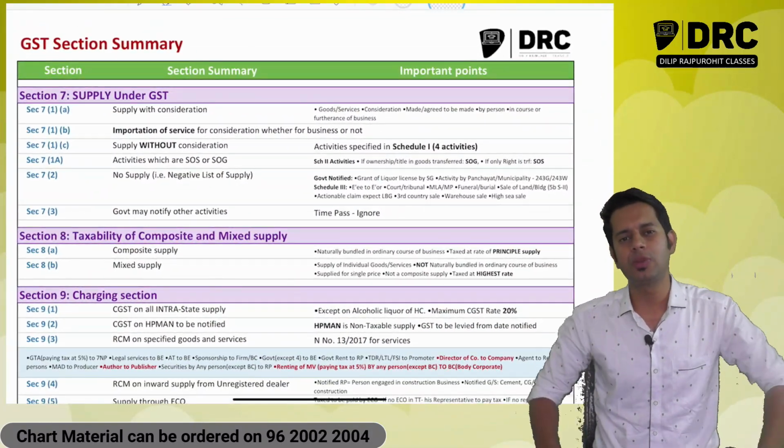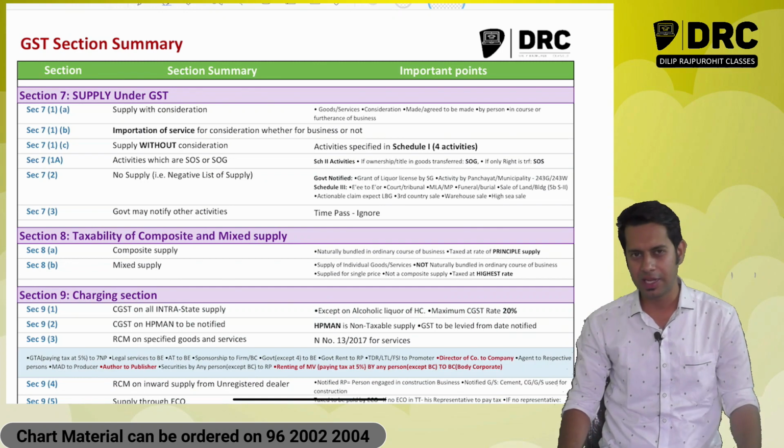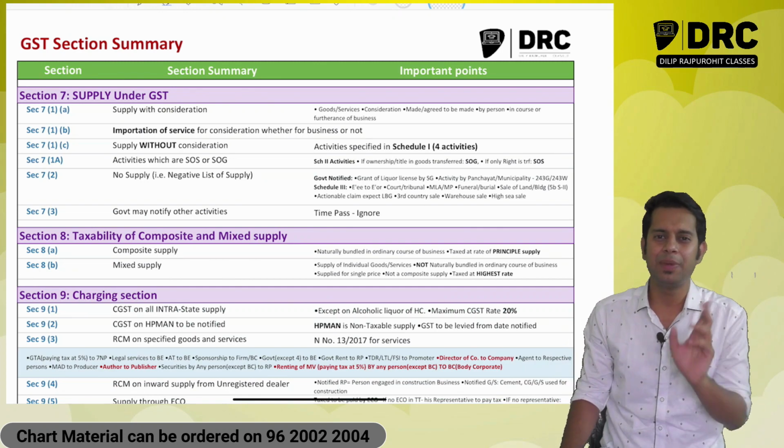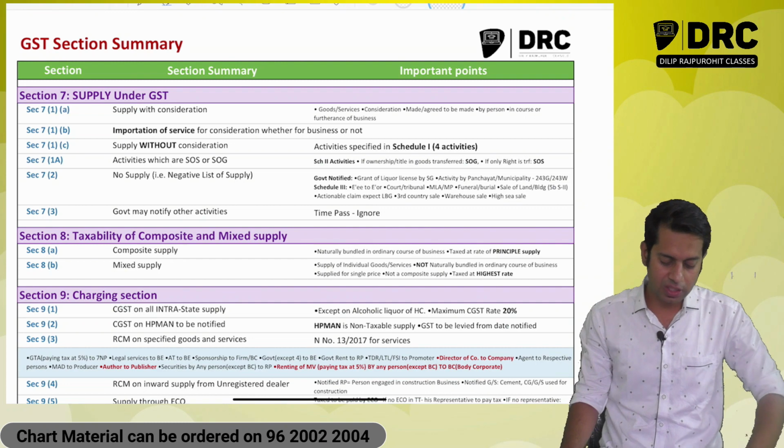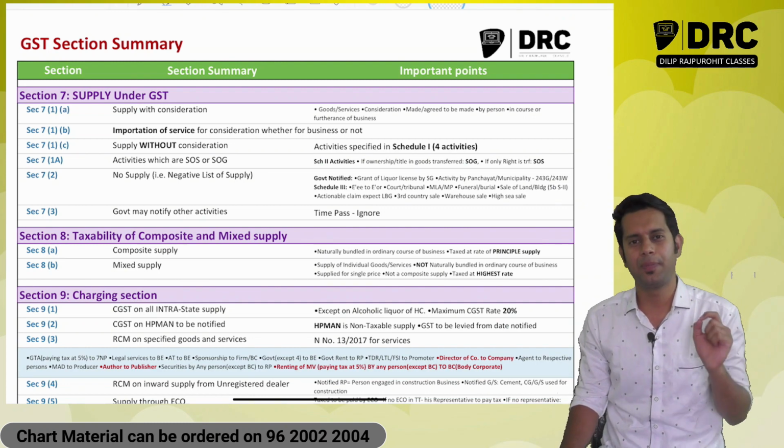Section 7 talks about what, sir? Section 7 talks about supply under GST. What is supply? Supply is the taxable event under GST law. Taxable event under GST law is what, sir? Taxable event under GST law is supply of goods or services.